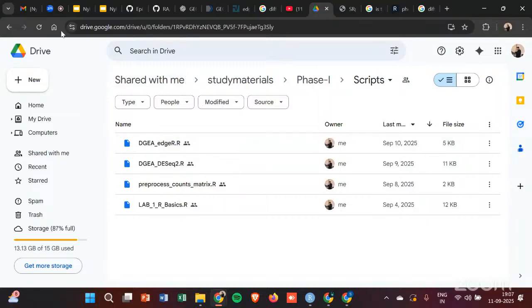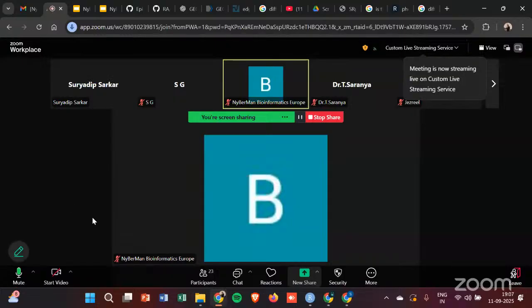Okay, so give me a thumbs up if you have downloaded three things: the two R scripts, which are the DGEA DESeq2.r and DGEA edgeR.r, as well as the data for metadata, which is the HC versus LAA metadata.csv. These three things we will need for today's class. If you haven't downloaded them, go ahead and download them and give me a thumbs up.